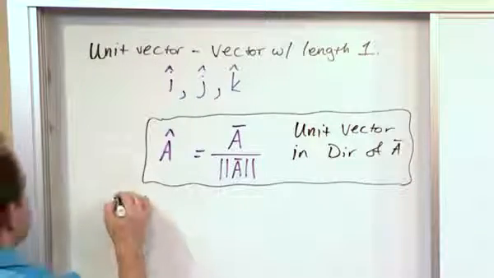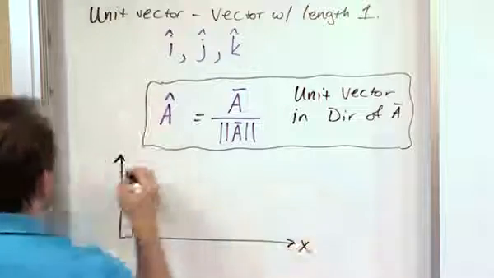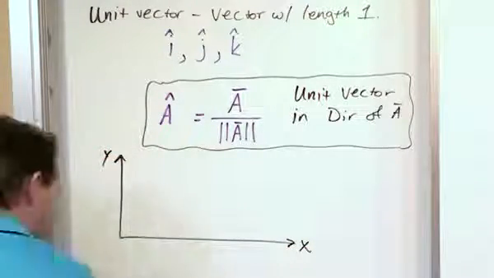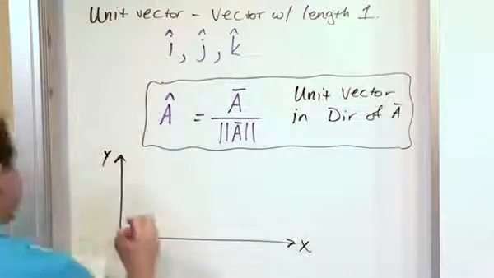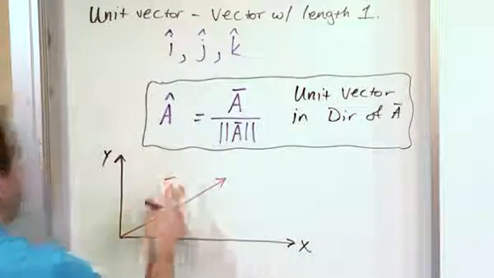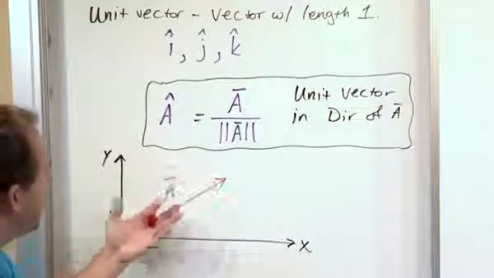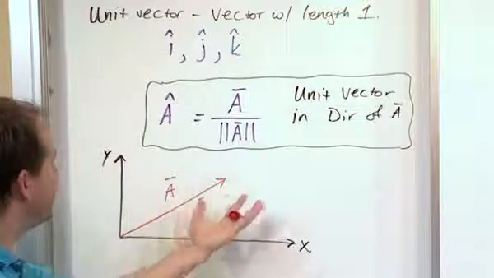So let's look in 2 dimensions first because it's a little easier. Let's say this is the x-axis and this is the y-axis. And let's say that I have some vector A pointed off in this direction. Now clearly this vector A here is not a unit vector. I haven't put any numbers anywhere, but this could be a force vector or a velocity vector, but it's certainly not a unit vector.